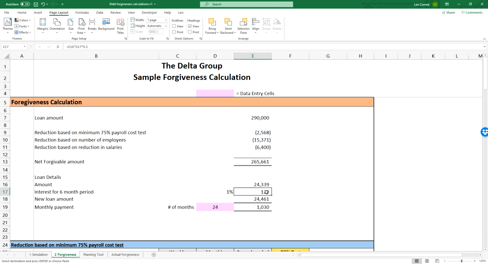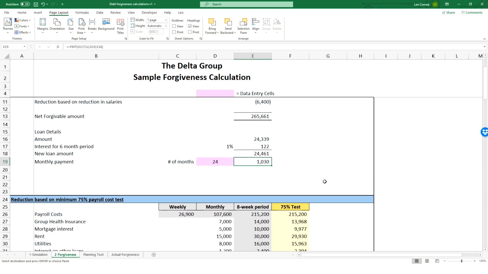The balance of which will be financed. There'll be 1% for the 6-month period that all this loan evaluation was taking place, as well as you're going to add that to the total to come up with a new loan amount, and then that will be financed over 24 months at 1%. So the monthly payment will be $1,030 for those 24 months.